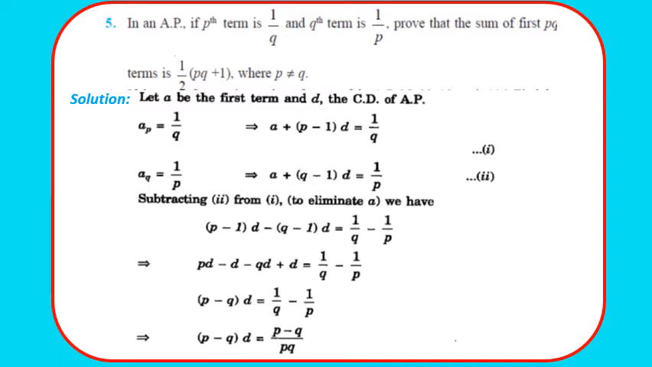So subtracting 2 from 1, we eliminate a, so on simplification we get (p minus q) into d is equal to (p minus q) upon pq.